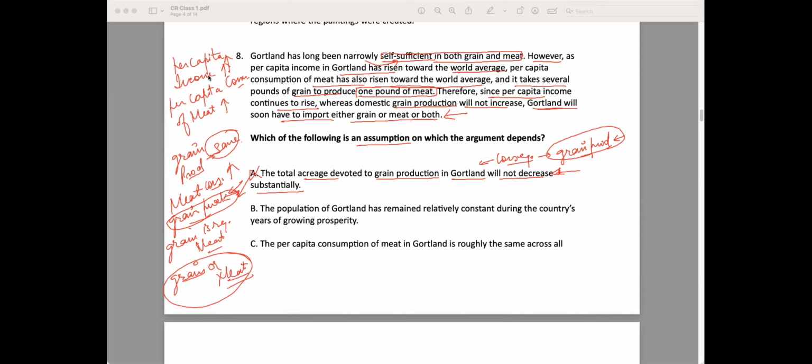Okay. Population of Goatland has remained relatively constant during the country's years of growing prosperity. Again, we have nothing to do with population. We are saying per capita consumption of meat is going up. Okay. So again, this is out. This has no consequence to the argument.